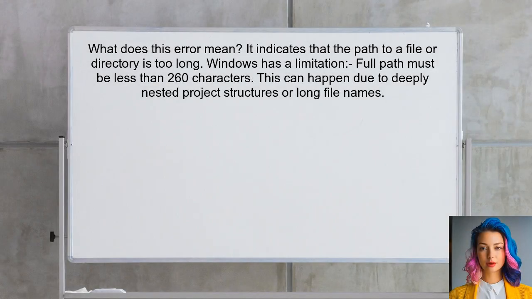So what does this error mean? Essentially, it indicates that the path to a file or directory is too long. Windows has a limitation where the full path must be less than 260 characters. This can happen when your project structure is deeply nested or when file names are excessively long.